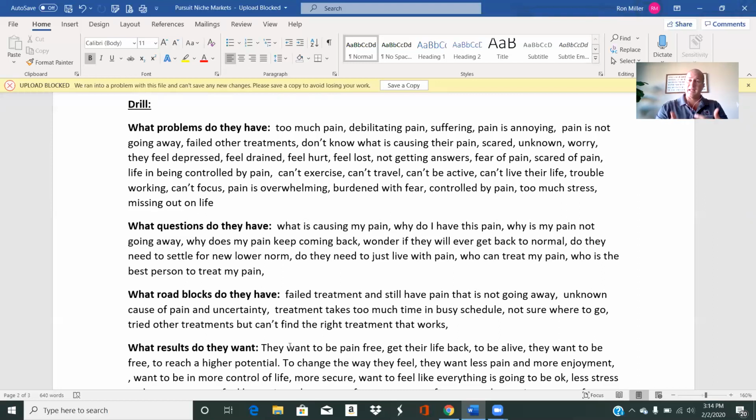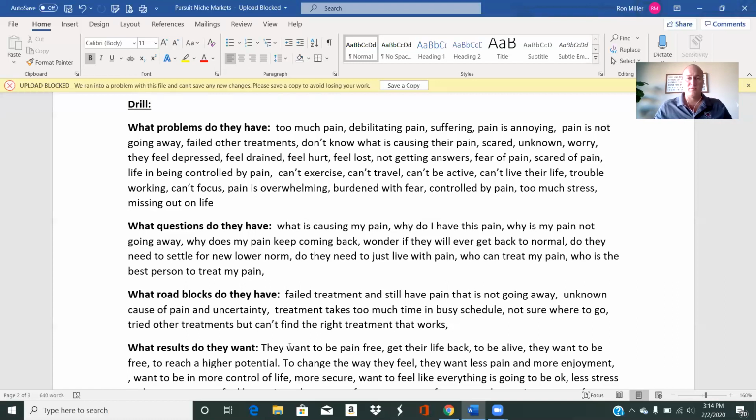I want to highlight their fears, their anxiety, their worries. I want to show them the solution. I want to reach them on an emotional level. That's when people are going to take action. So your marketing has to relate to them on that emotional level. And this drill will help provide those emotions and what to highlight. So let's go over this.